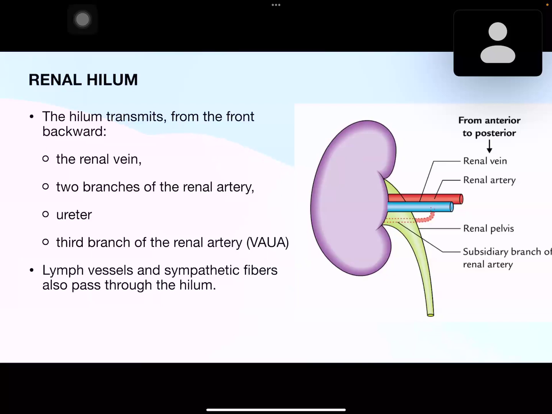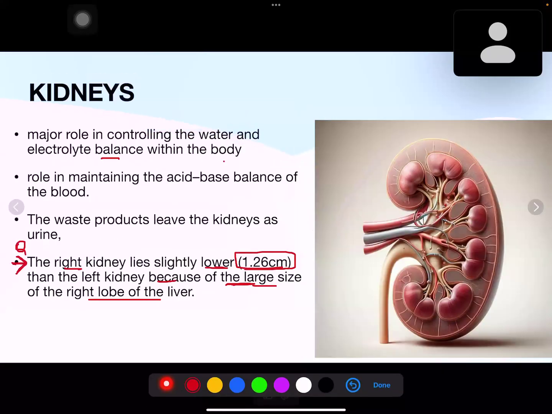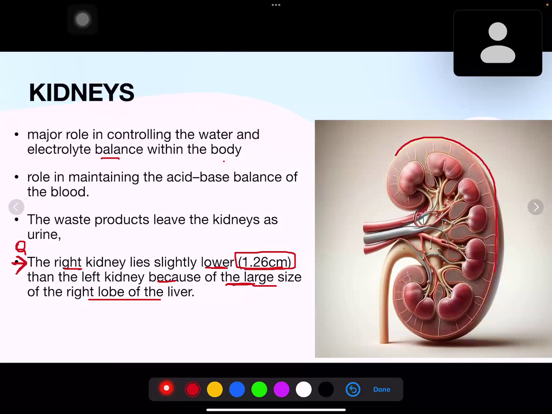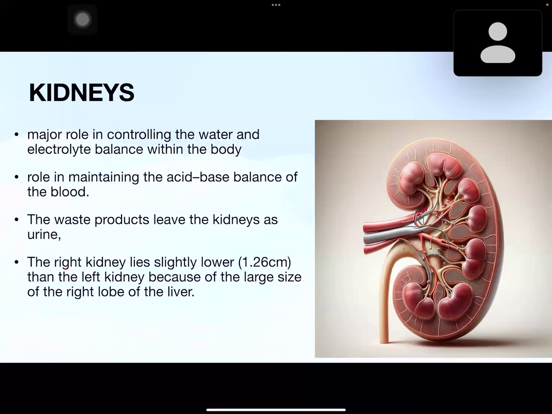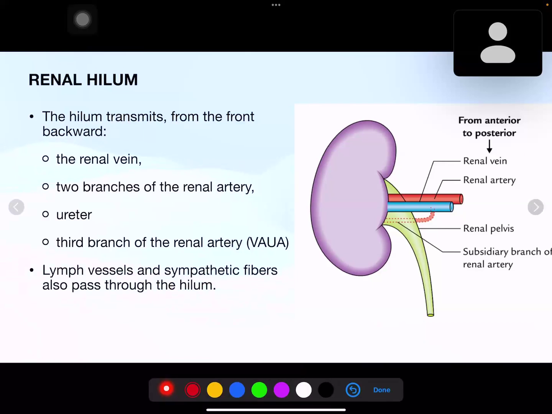The kidney is divided into the cortex, the outer, and the inner would be the medulla, and there are the renal pyramids, which are the basic unit of kidney. And then this is the renal hilum, where the ureter starts. The renal hilum is very important for exam, because the hilum transmits from the front backwards a few vessels and the ureter.